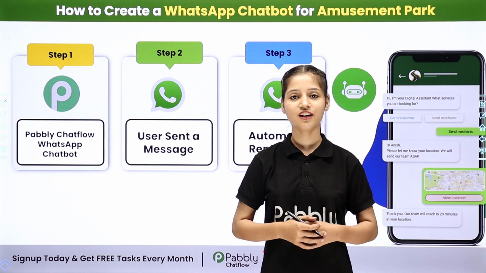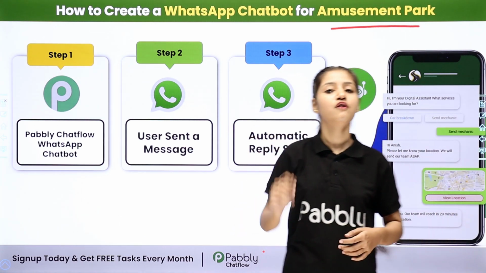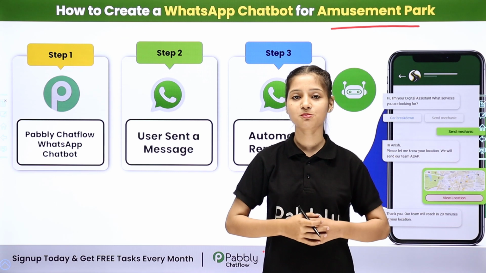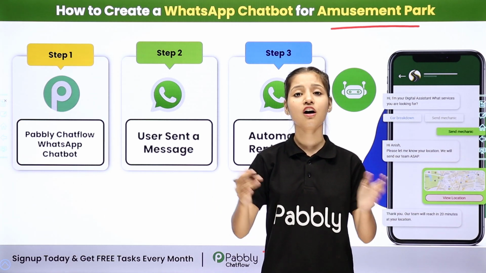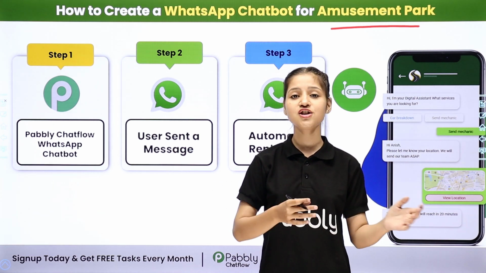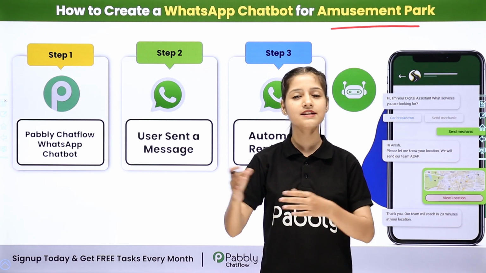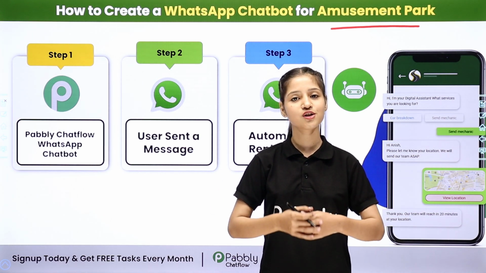In this video, we will learn how to create a WhatsApp chatbot for your amusement park. For example, you are the owner of an amusement park and you want to share the details regarding the ticket prices and the offers you are providing to your customers on the weekend. Sending to each and every customer manually is quite a hectic task. To get rid of this type of problem, we are going to create a WhatsApp chatbot.